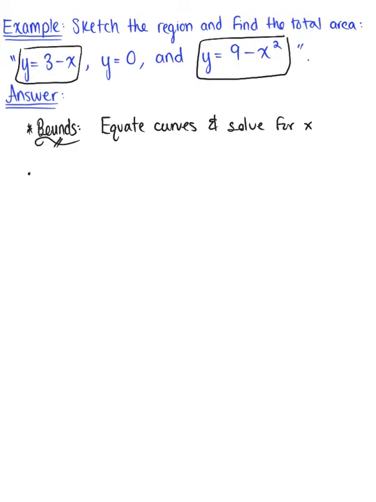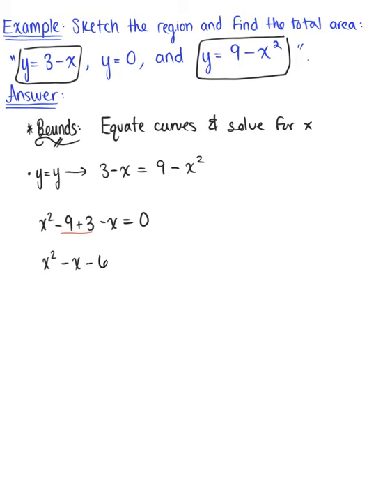And let's equate those. So since y equals y, we know that we could say 3 minus x is equal to 9 minus x squared. And we of course know that in order to solve for x, we've got to bring all of our terms to one side. So this will become x squared minus 9 plus 3 minus x is equal to 0. And we have two like terms that we can combine here. So this is x squared minus x minus 6. And we can factor this, so we can say that this is equal to x minus 3 multiplied by x plus 2 is equal to 0.